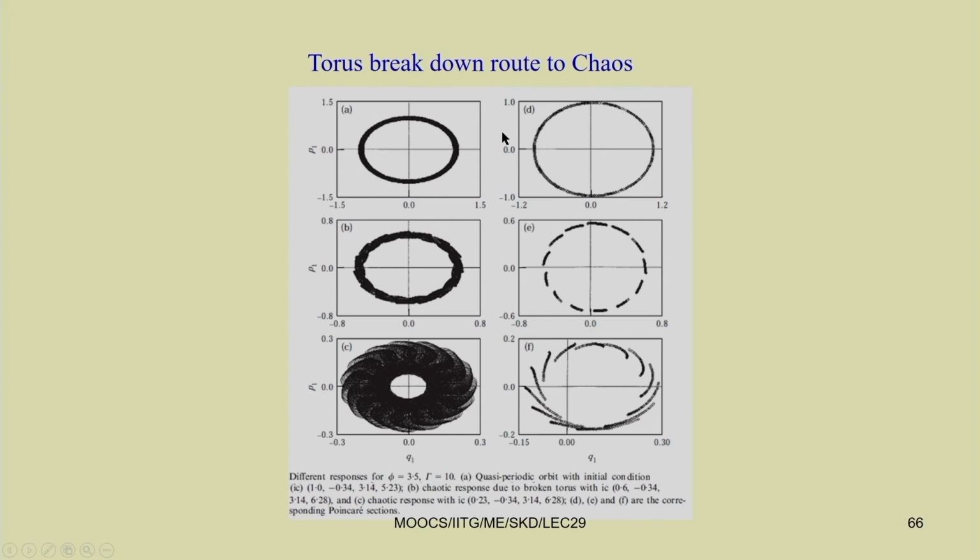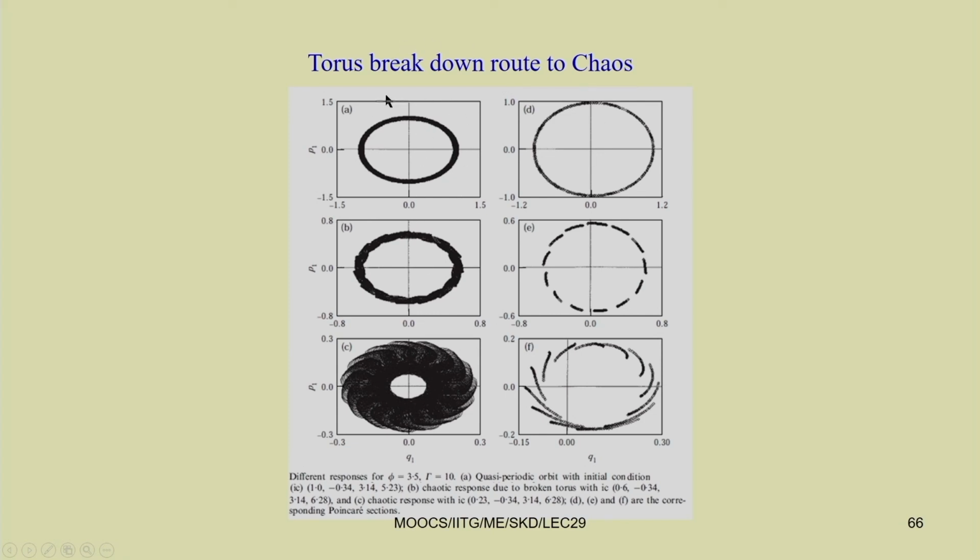Here another thing you can also see. Initially we have this periodic orbit, then it converted to a torus. Here you can see this torus, and then this torus breaks down. So we are getting the torus breakdown route to chaos.